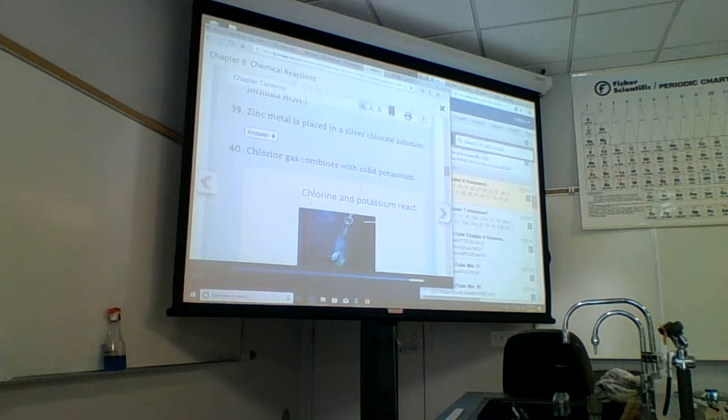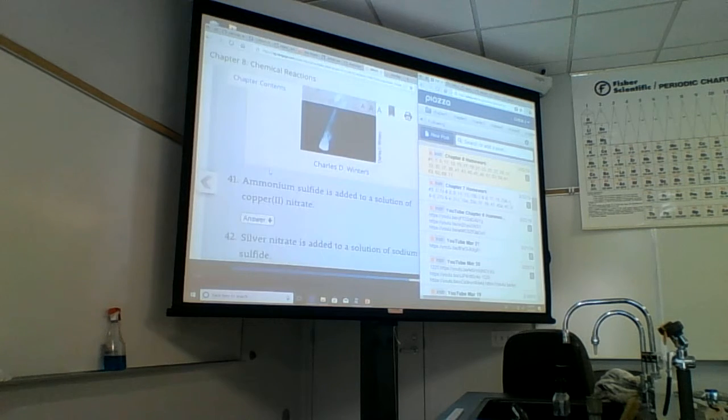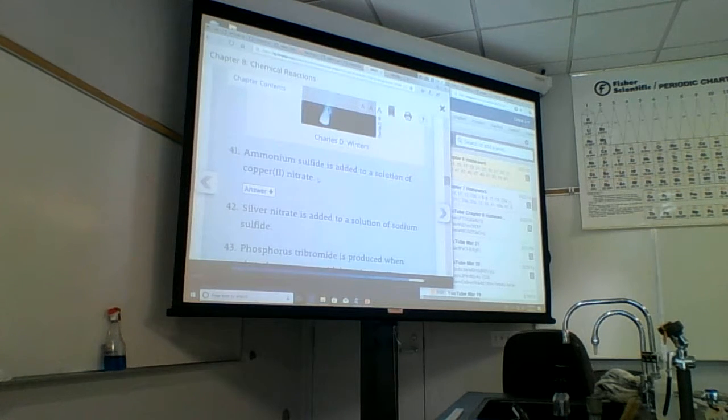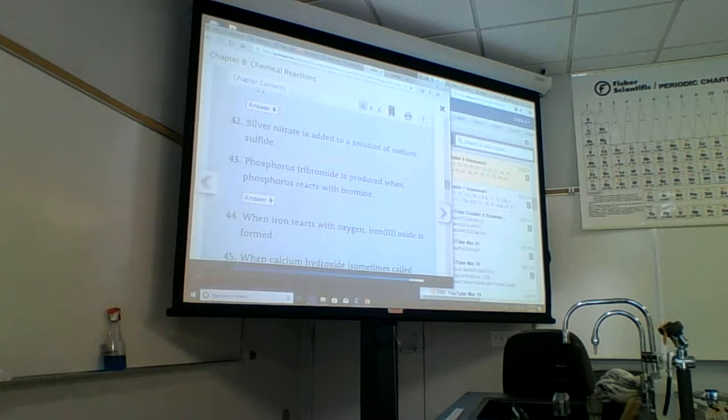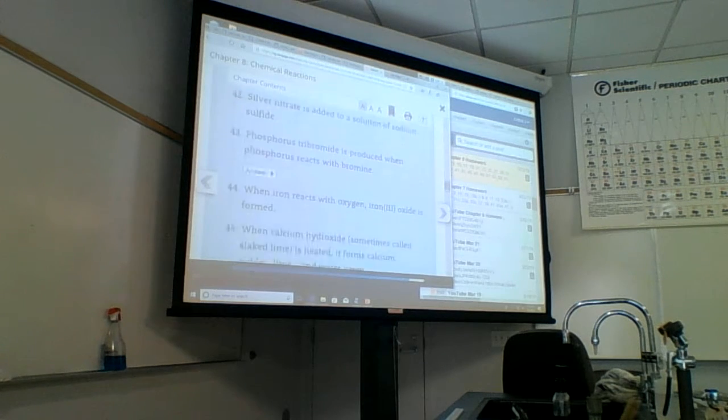Skip that. It's single replacement. 41, ammonium sulfide is added to a solution of copper(II) nitrate. That's double replacement. We studied that. 43, phosphorus tribromide is produced when phosphorus reacts with bromine. That's element plus element combination.